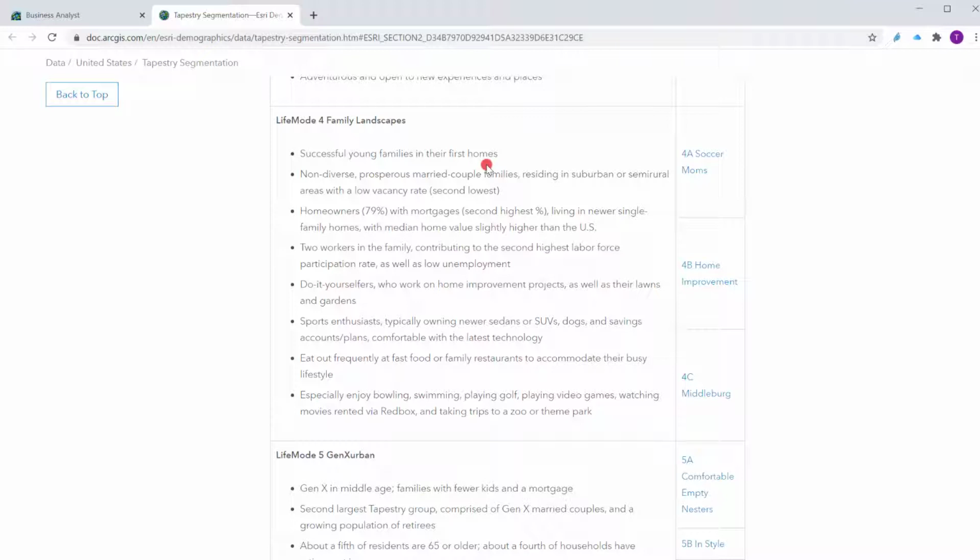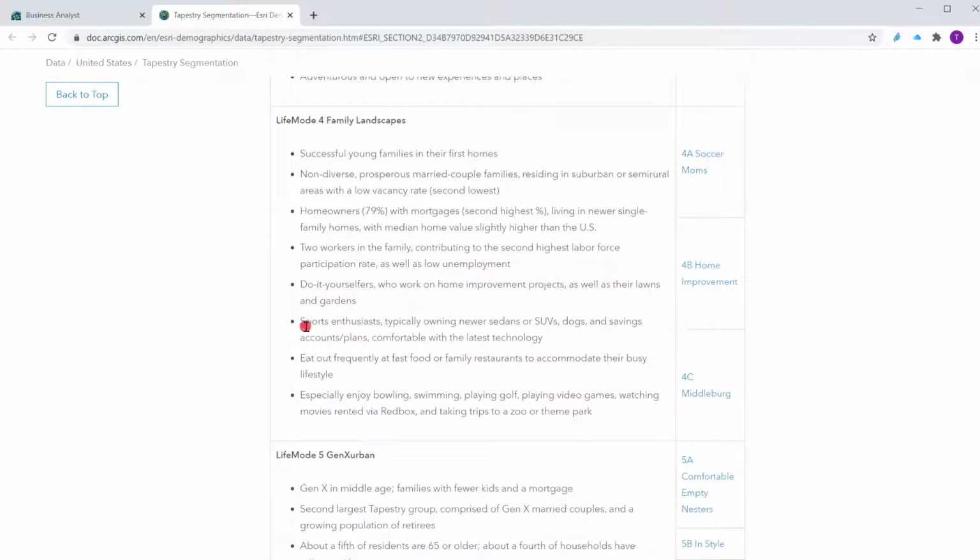Yeah. Non-diverse, proper married couples, homeowners, 79% here. On mortgages, second highest percentage. Yeah? That's your trick for financing. Two workers in the family contributing for the second highest labor force. Yeah? So they're both working.